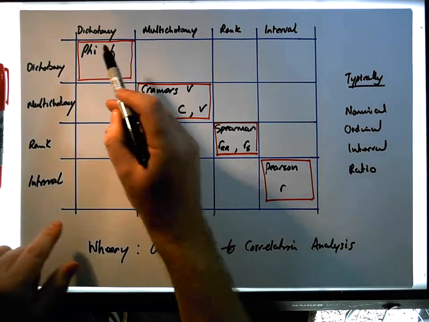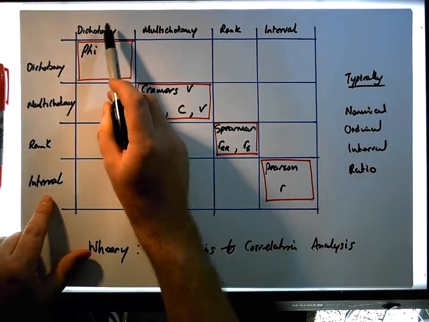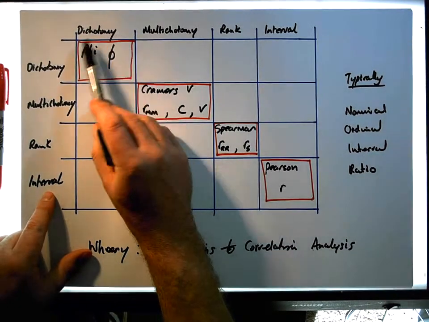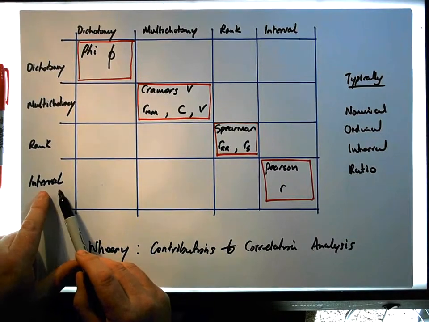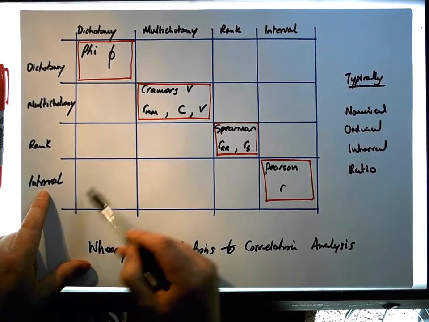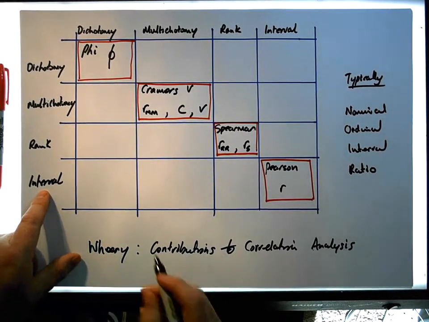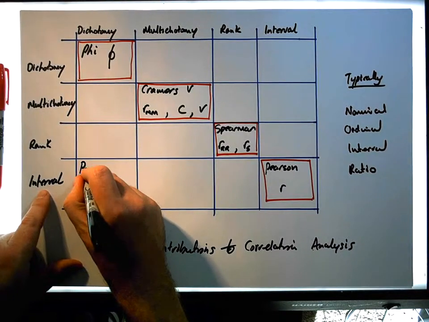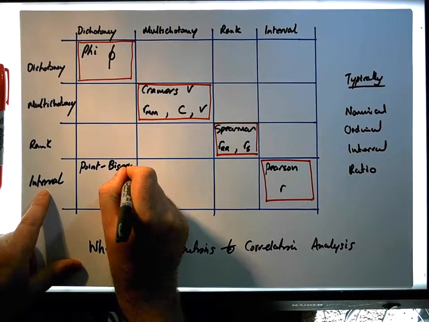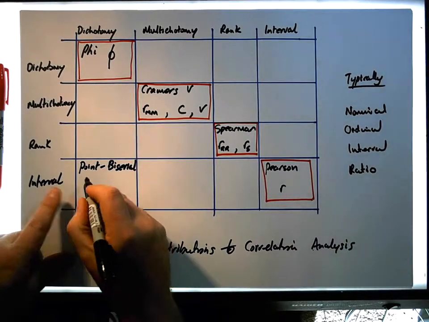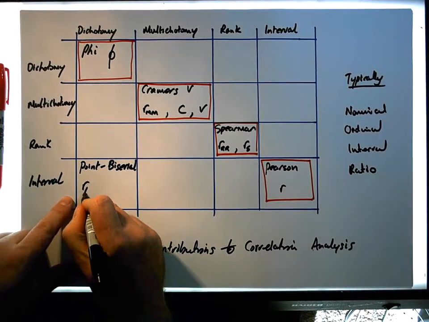If we're dealing with a natural dichotomy, like males and females, as one variable, and then we have an interval or ratio scale of measurement associated with the second variable, the correlation coefficient in this instance is what's known as the Point-Biserial. So it's called the Point-Biserial correlation coefficient, and it's typically symbolized by r_pb.